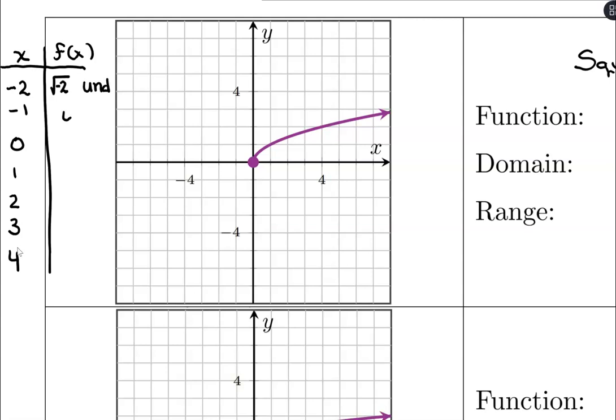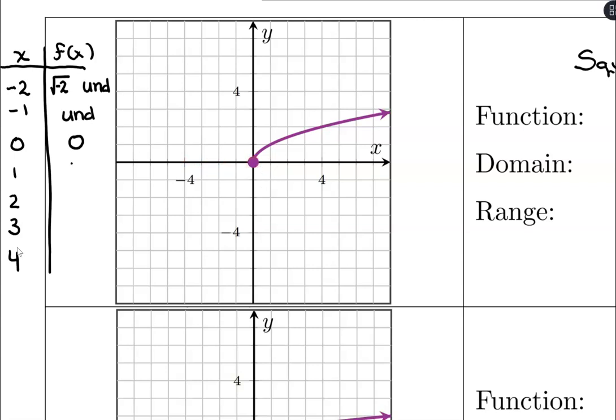Square root of -1, also undefined. Square root of 0 is just going to be 0. So that's where on our graph, any x values to the left of 0, we cannot graph. But we can graph this coordinate at 0. So that's going to be the starting point for our function.